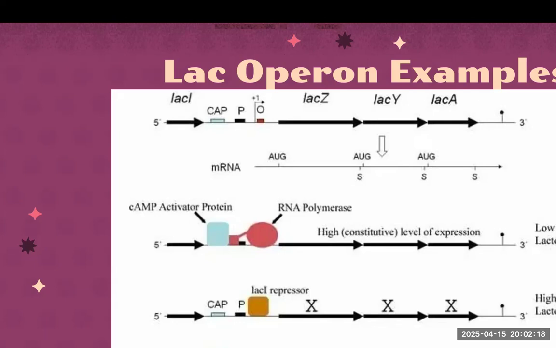And then we have the other side. We have low glucose, which means I need energy. I need things. I need to digest. Lactose is available, which means there's something to bind to that repressor so we can actually do it. And then we get a whole bunch of the outcome.